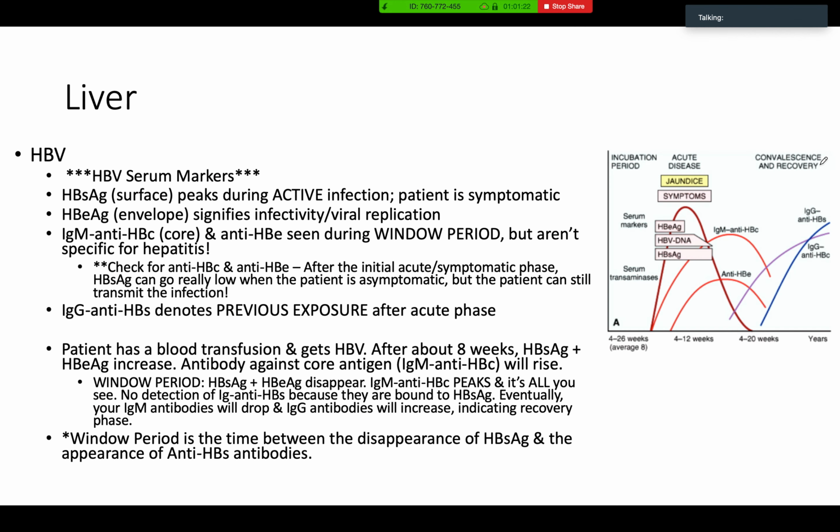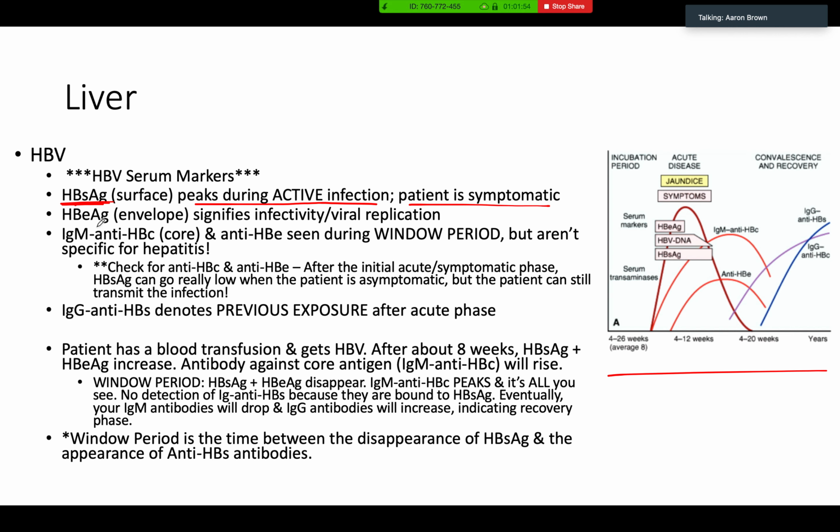Okay, good. And so let's go to the slide and sort of look at these serum markers, and we can add a little bit more information looking at this diagram here. And so our surface antigen, this is going to peak during our active infection, and patient is going to be symptomatic. If you see surface antigen, your patient is infected. Again, we said, I don't care if it's acute, I don't care if it's chronic, I don't care if your patient has had it for 200 years. Seeing surface antigen means they have hepatitis B.